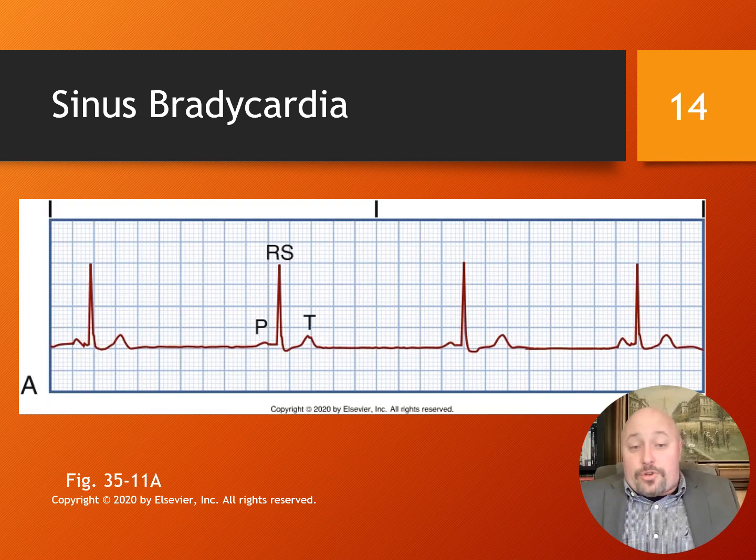Here would be a strip representing sinus bradycardia. Being a 6-second strip with only 4 beats, we can multiply that 4 times 10 and know that they have a heart rate of 40 right here.